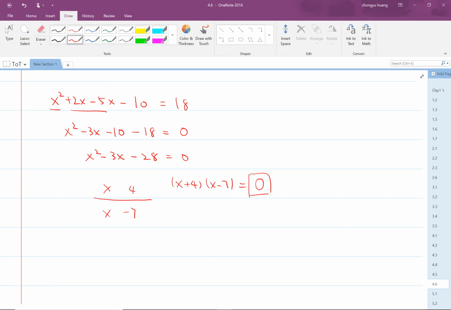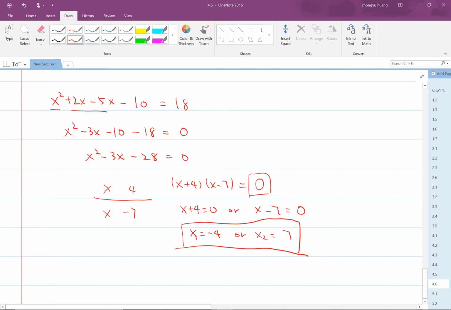So x plus 4 is equal to 0, or x minus 7 is also equal to 0. So x1 is equal to negative 4, or x2 is equal to 7. Those are the two solutions we have for this question.